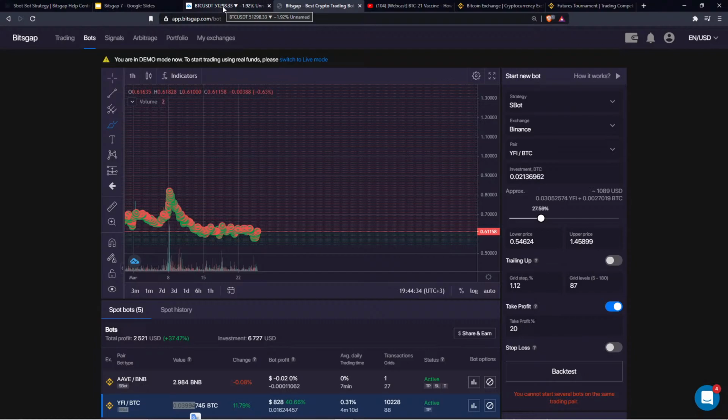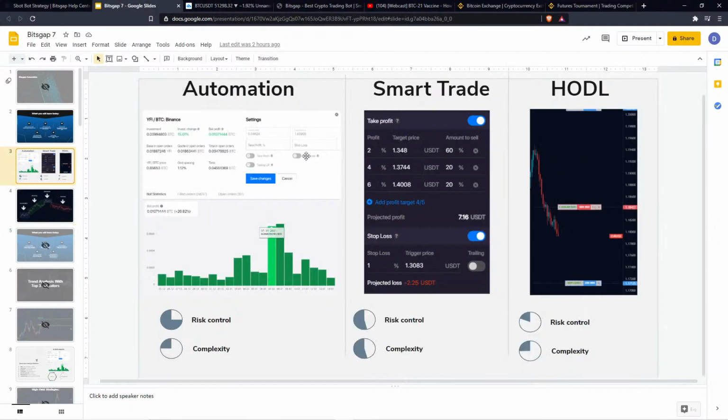So what else should we discuss? The third one, yeah, that's the HODL strategy, and honestly, that's the most insecure and, in my opinion, immature strategy that you can implement on crypto.